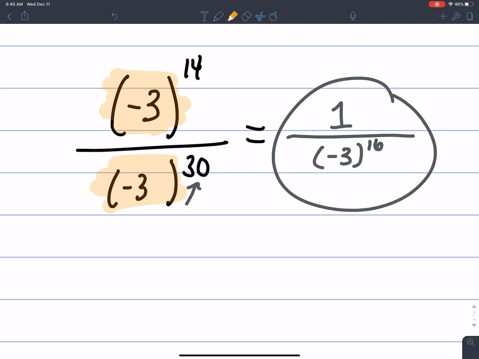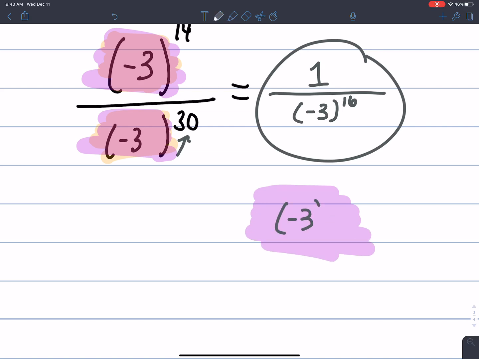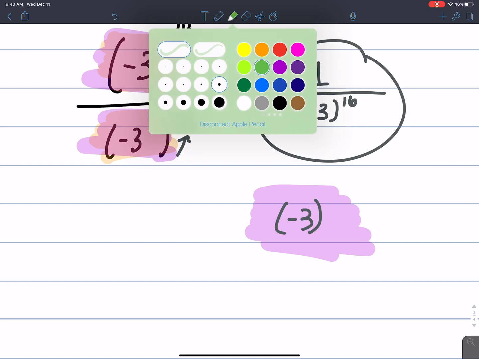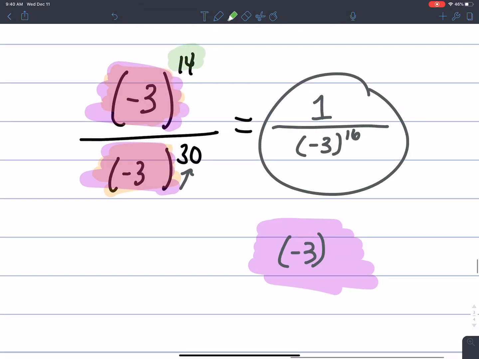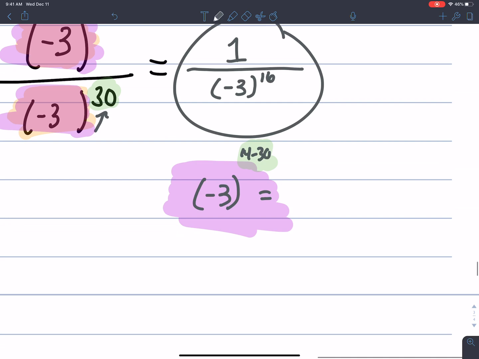Or again, we could be using the other way of the quotient rule, which is just recognizing that if we have the same base, each with an exponent being divided, the answer will have that base as well. So our base is -3. And then to get the final answer on the exponent, we would take the numerator's exponent and subtract the denominator's exponent. We have to do that order. So 14 minus 30. And we all know that 14 minus 30 is -16.